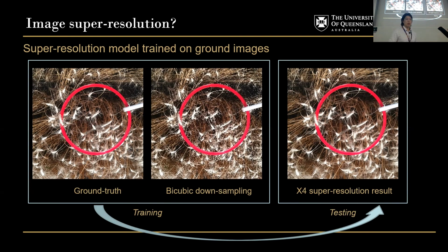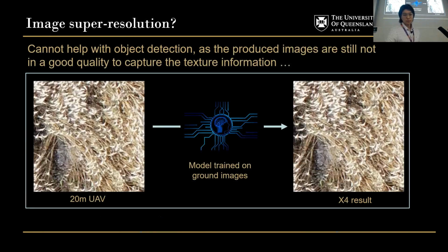To train this image super resolution model, we have two things as the input. One is the ground truth, and the other one is the downsampled image. The objective is asking this downsampled image to have the same resolution as the original one, so that when a new testing image comes, it can increase the resolution of this image. However, it is not as ideal as we thought. It cannot help with object detection as the produced image is still not of good quality in terms of the texture information.